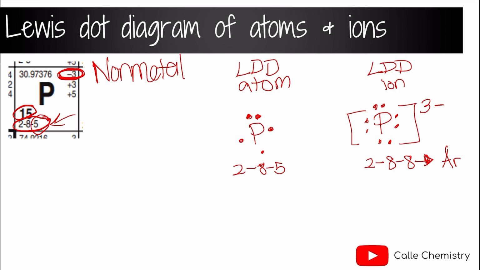So now it is like one of the noble gases. It has 8 valence electrons, but it is not one of the noble gases. Let's not get that confused. It's still phosphorus, but now it's an ion. So now it is not named phosphorus anymore. Its new name is now phosphide ion.